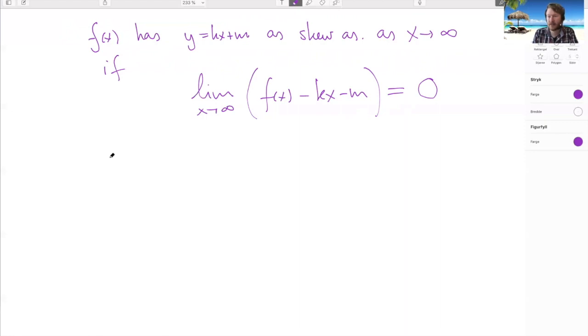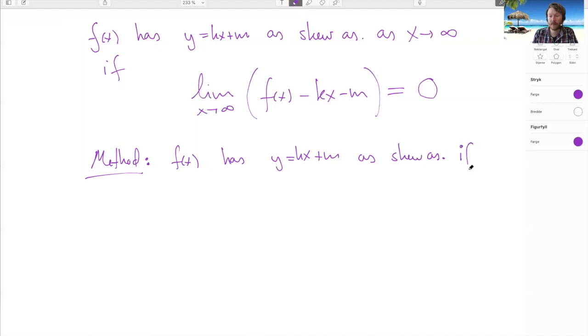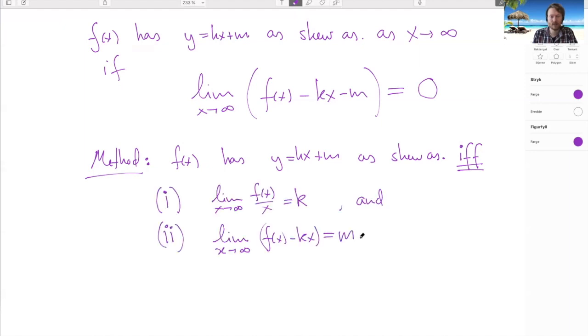In the lecture notes, I give a method. So the method is as follows. It's a two-step method. So f of x has y equals kx plus m as skew asymptote. And in fact, this is a really good method because it's if and only if. So this method always gives you the correct answer. And it's in two steps, like this.